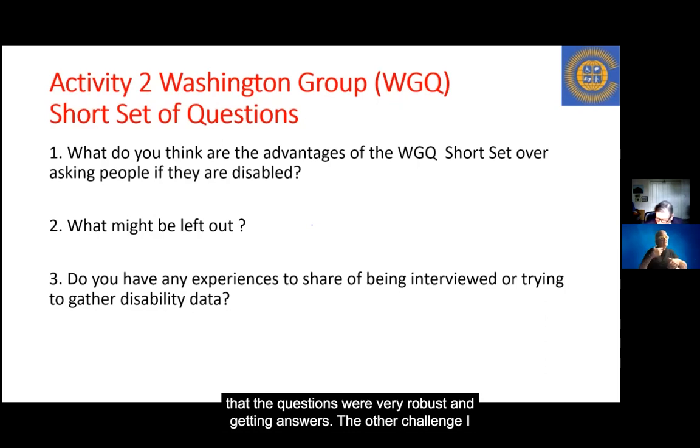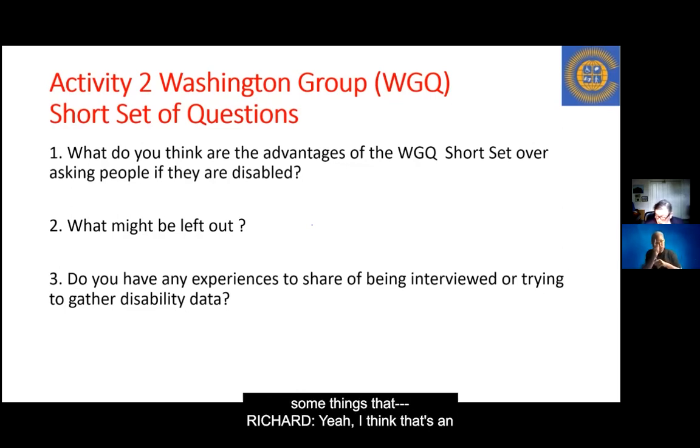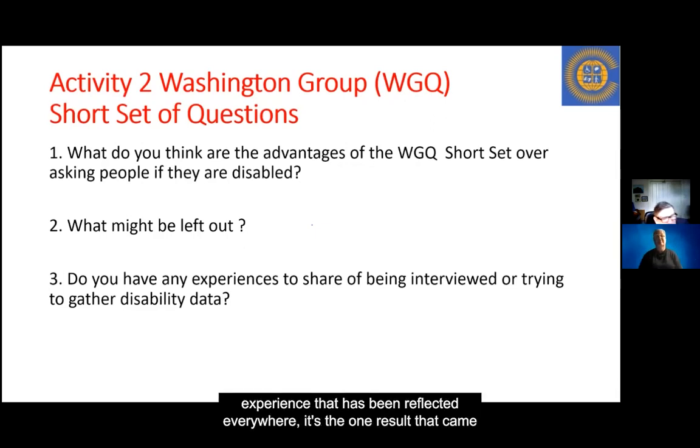The other challenge I had was having to work with persons without disabilities in administering questionnaires. It took a lot of training to get them to ask the questions respectfully and get answers. So those are some things, and I think that's an experience that's been reflected everywhere. But is there one result that came out of what you did that you can tell us, or is it not there to be told about?